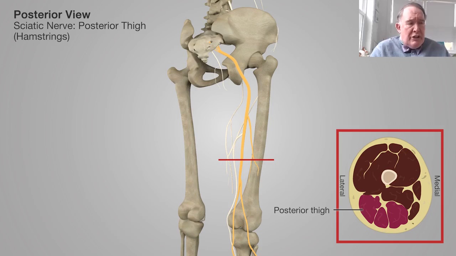This is another cross-section, showing the posterior group in the thigh, supplied by the sciatic nerve. And these muscles are the hamstrings, which, as you recall, I hope, extend the hip and flex the knee. And we can see how large this nerve is because of the large territory that it supplies. We'll see more of that as we go inferiorly to the leg.